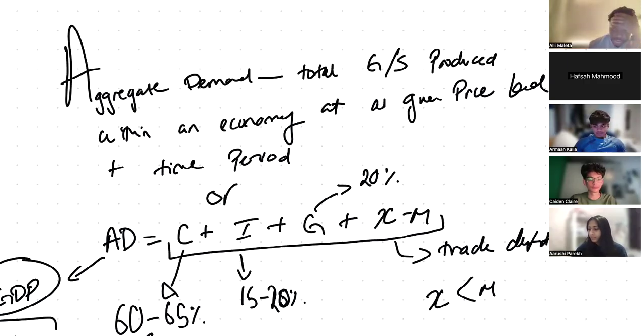So, any questions? No. All right, perfect. So the next one we have is investment. With investment, it's going to be the amount that businesses spend on new capital assets, machinery, factory technology, and so on.